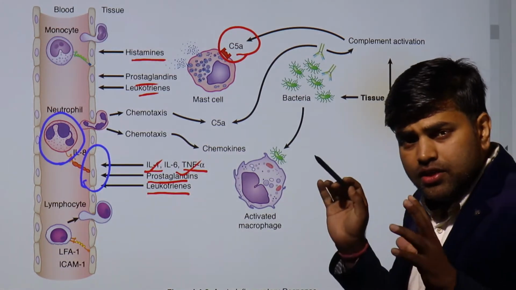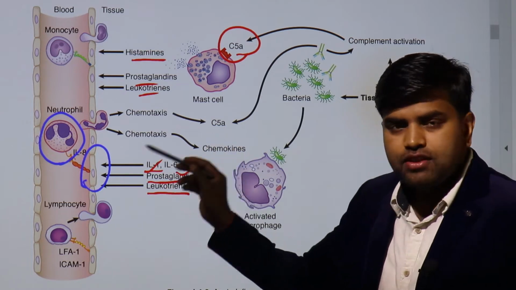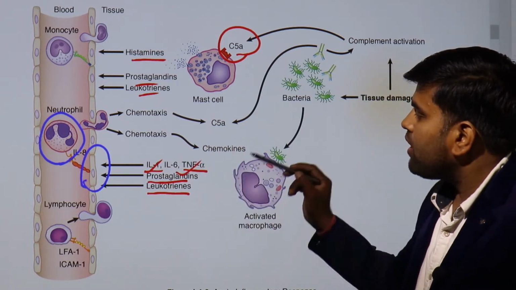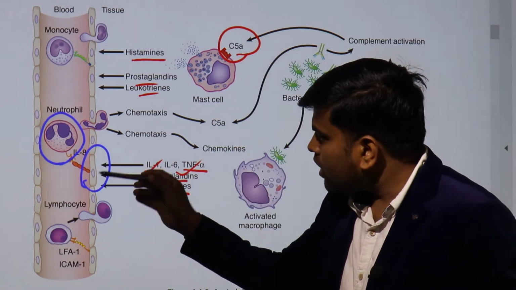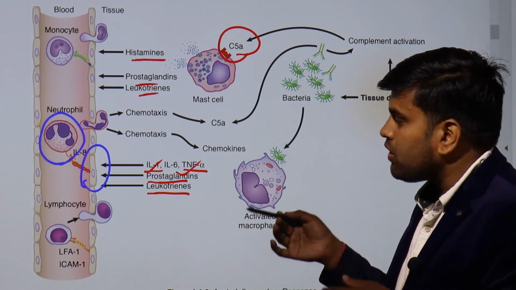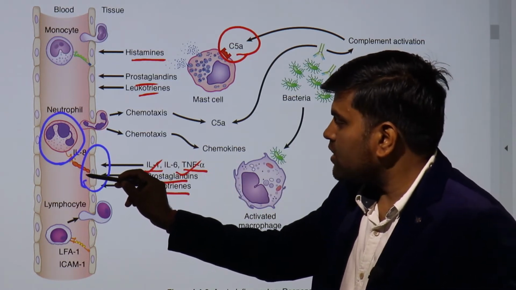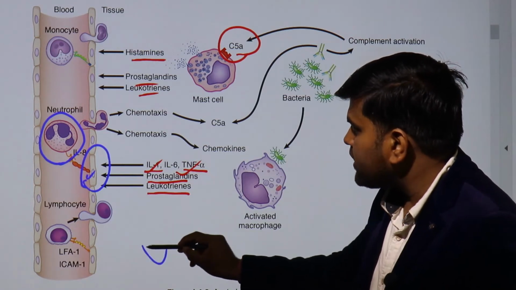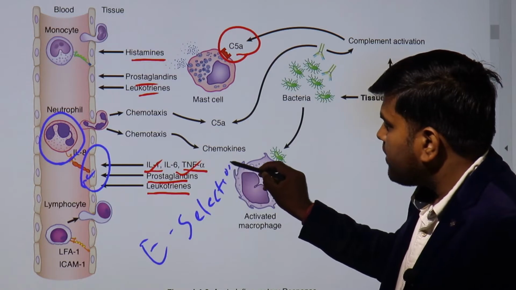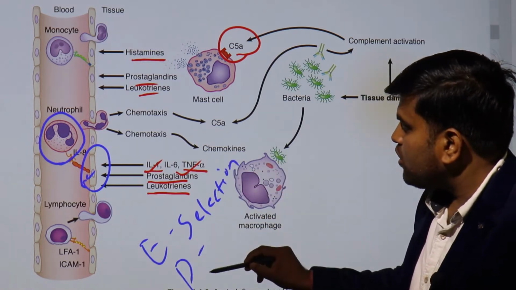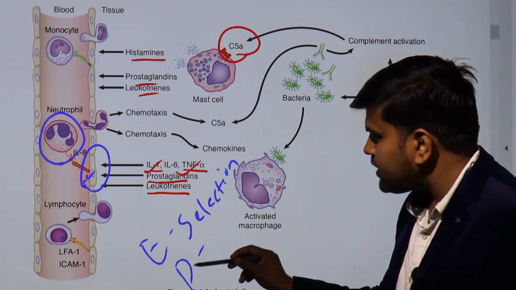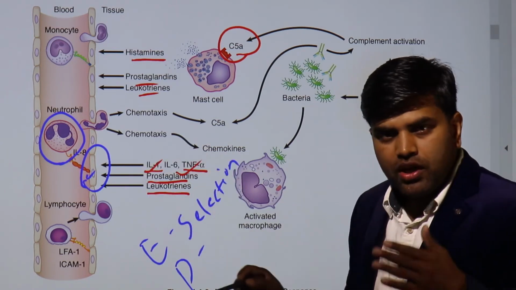So there are changes in the endothelial cell as well as in the neutrophil. What is happening? Interleukin 1 and TNF alpha are causing upregulation. There is a protrusion of selectins on the endothelium: E-selectin, E for endothelium, and P-selectin. This will be from the Weibel-Palade bodies, which release the P-selectin. So E-selectin and P-selectin will normally be formed on the endothelial cell.